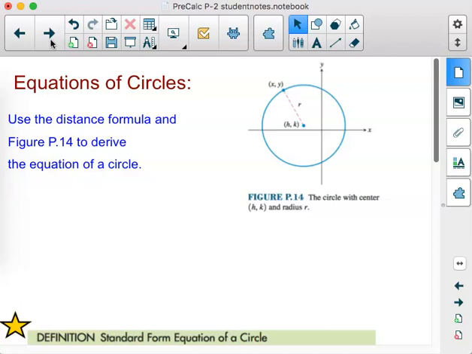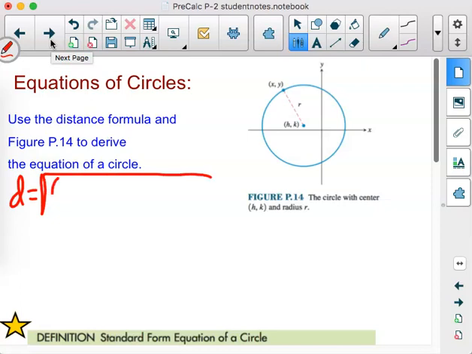So this one says, use the distance formula and our little figure over here to derive the equation of a circle. So think, all right, square root of the difference between the two x's squared plus the difference between the two y's squared. Oh, and I just put a squared instead of a sub. That would be big. There we go.